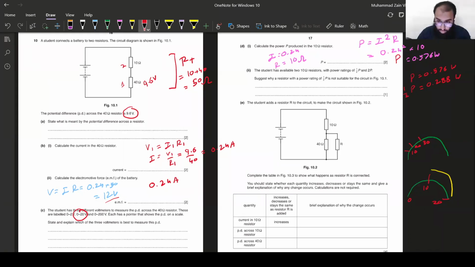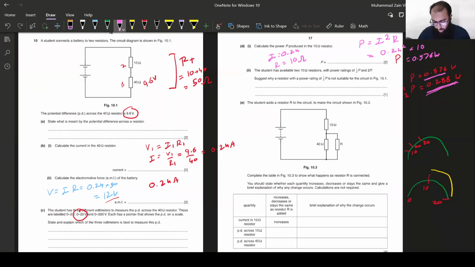Part C again. I will get to part C, but let's just complete part D for now. The power across this resistor is 0.576 watts. That's the power it is generating. If I suddenly use a resistor with a power rating of 1 over 2P, the maximum power that could be dissipated from that resistor without it burning is 0.288 watts. But if I start dissipating a power of 0.576 watts, it would simply burn. So the answer is that the 1 over 2P resistor will overheat and eventually burn.